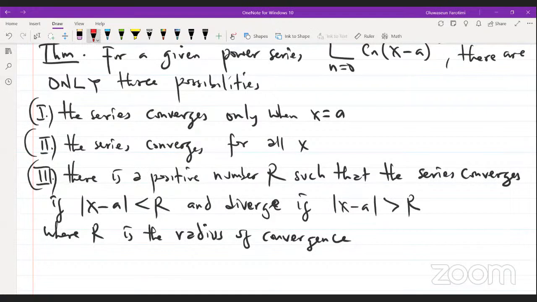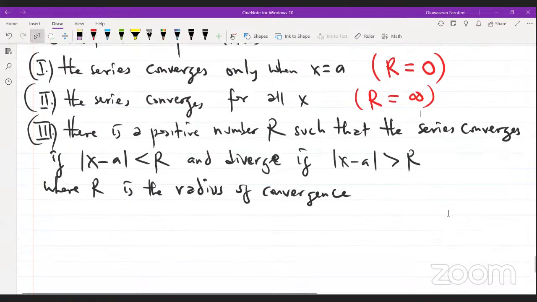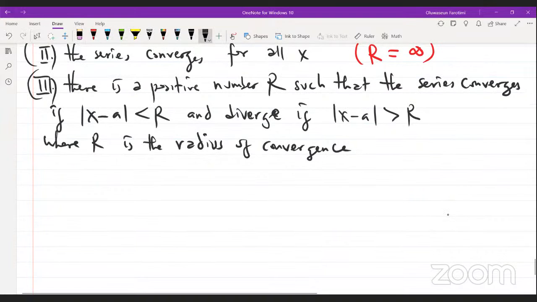All right, let me get to my red pen. Now, if you have a power series, you have three possibilities. The first possibility is that the series converges only when x is a. When it converges only when x is a, that means my radius of convergence is 0. When it converges for all x, the radius of convergence is infinity. And the third one is where your radius of convergence is actually a specific number.